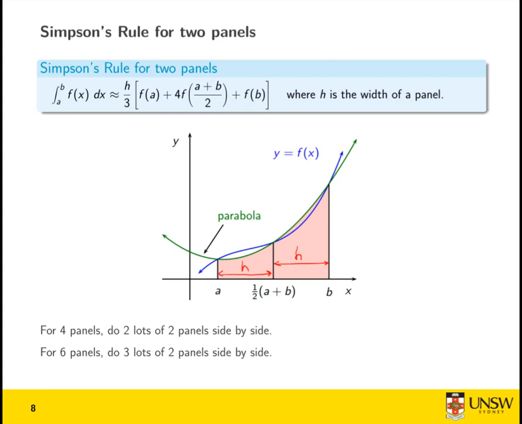If your interval AB is fairly large, then the parabola may not be that close to the curve. So what you could do is actually use lots of parabolas. We'll see this in the example to come.